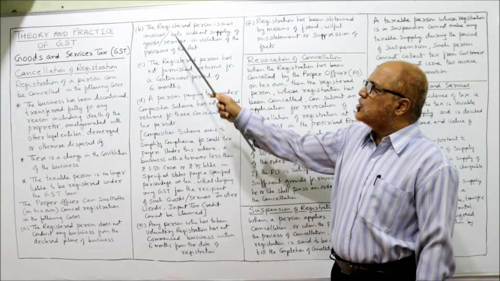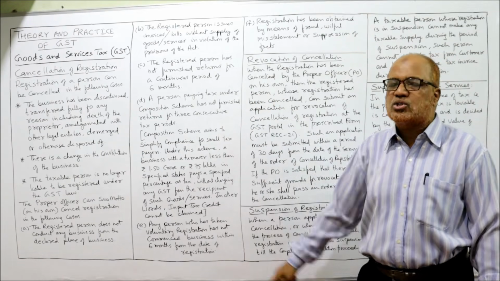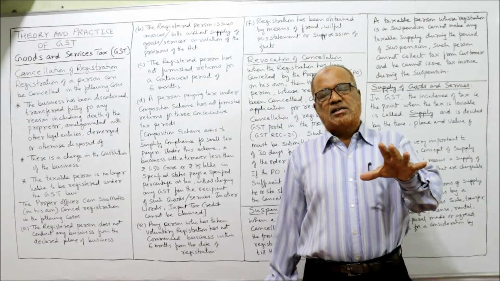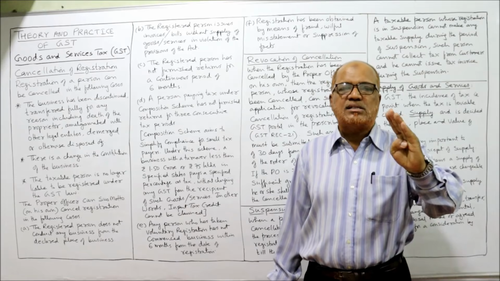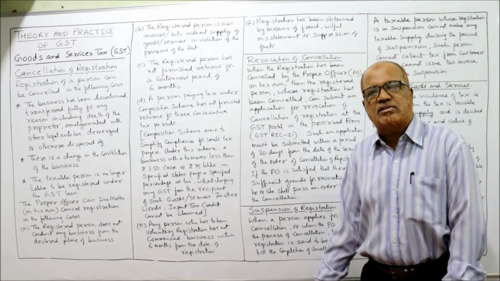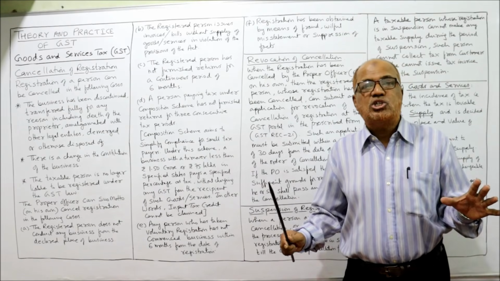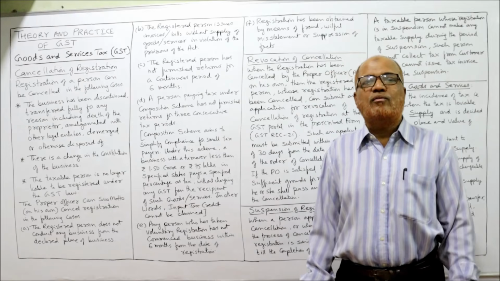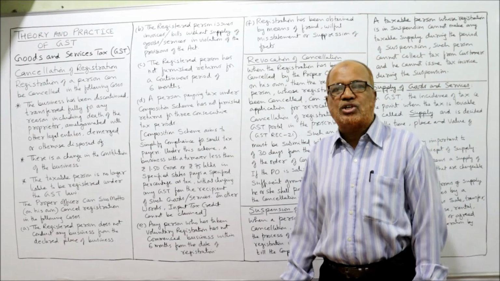Second, the registered person issues bills or invoices without supply of goods and services in violation of the provisions of the Act. The provisions of GST say invoices and bills should be issued whenever there is a supply of goods and services. If the registered person is not issuing the invoices and bills at the time of supply of goods and services, the PO will cancel the registration.